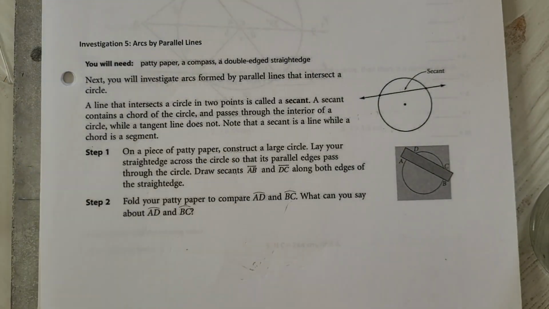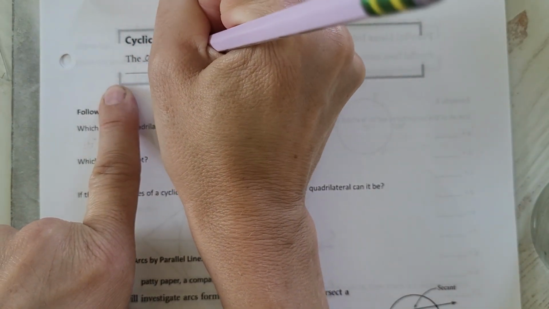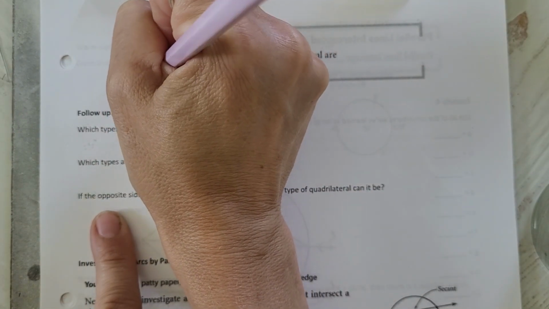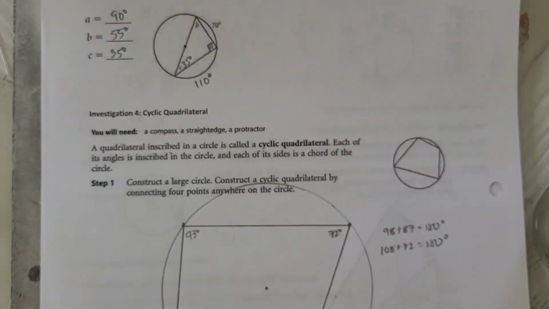And so this is our cyclic quadrilateral conjecture: the opposite angles in a cyclic quadrilateral are supplementary. Let's just talk a little bit about why that makes sense. Remember, we want to always ask ourselves, can I prove this, or why does this make sense?